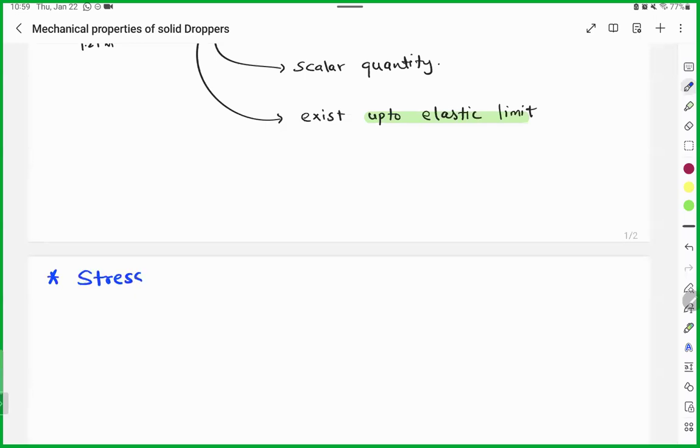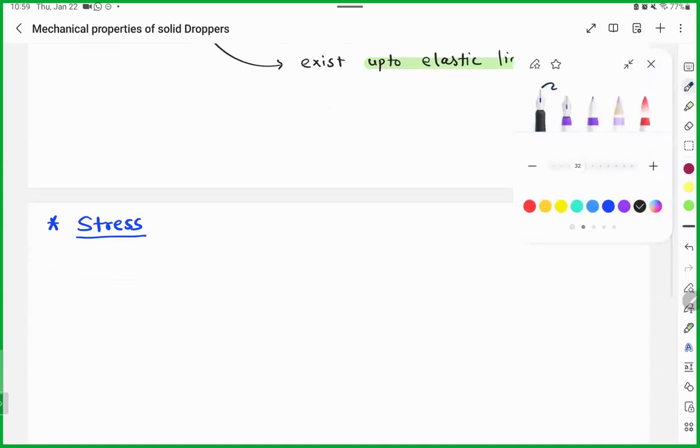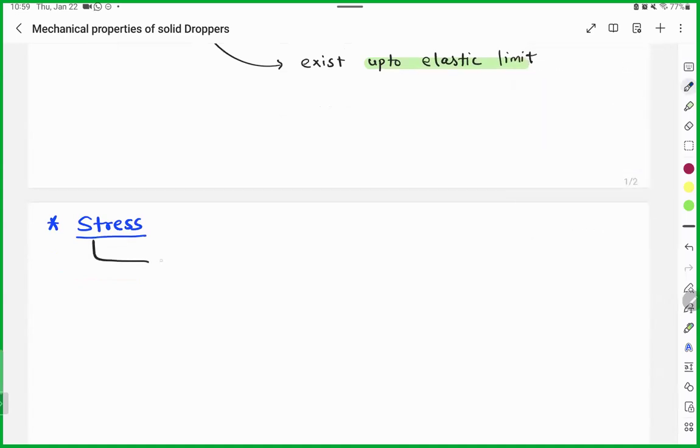Then stress are of different types. Depending on what you are changing, if you are changing length, then the stress will be longitudinal stress. In case of longitudinal stress, your length is changing. Remember, I am writing length is changing. I'm not saying length will increase or decrease.